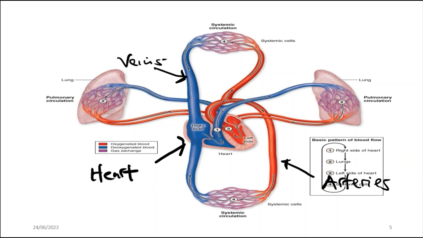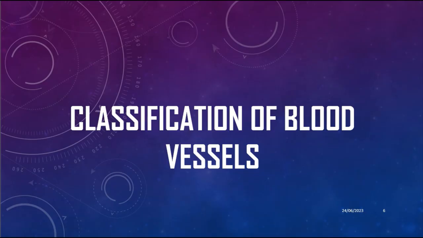So that's how the cardiovascular system works. The heart pumps blood to the rest of the body through the arteries, and the veins bring the blood back to the heart and then to the lungs for oxygenation. Now, let's classify the blood vessels that we have.